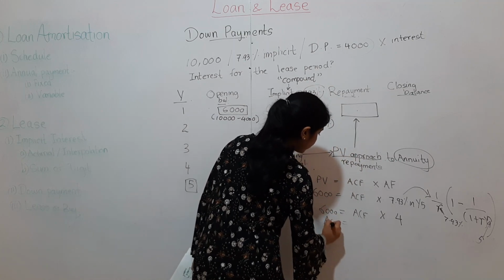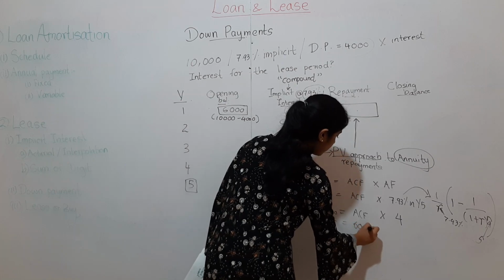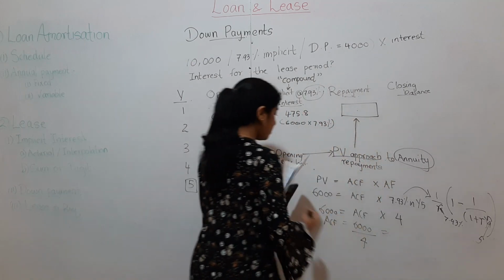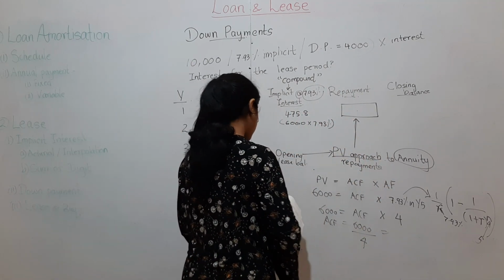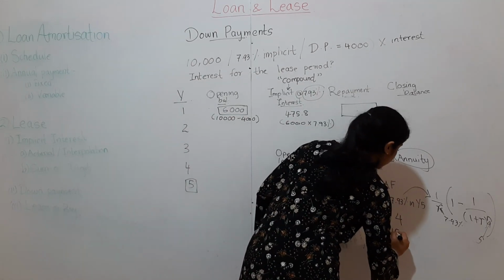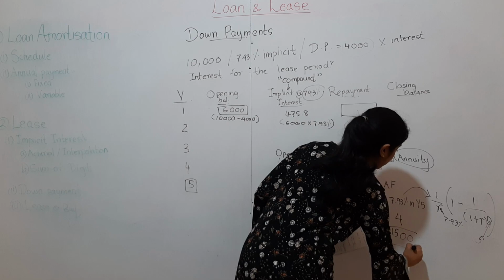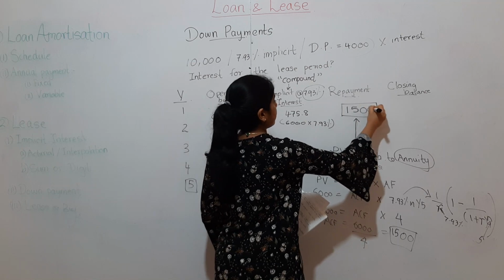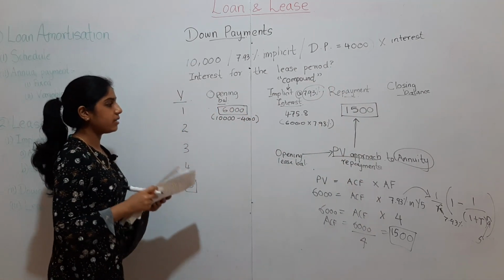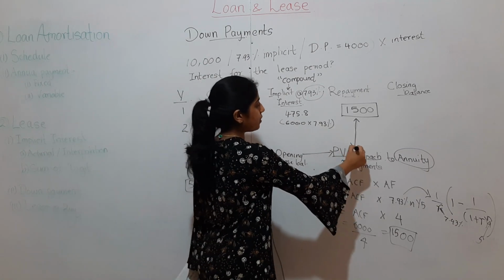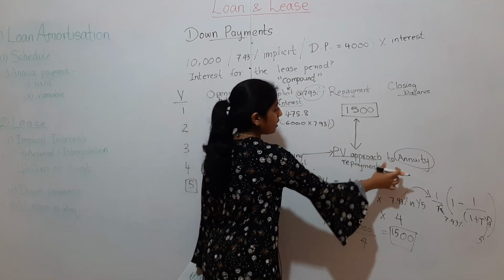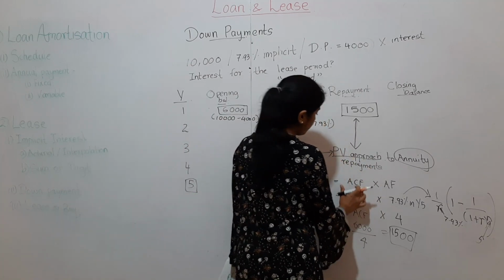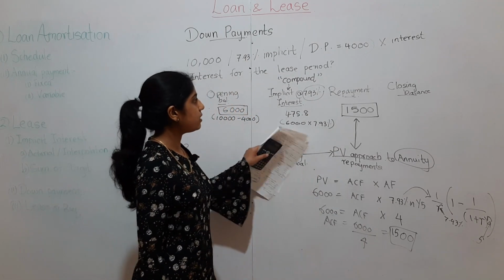So, therefore, annual cash flow will be equal to, actually this is annual cash flow, it's equal to 6,000 by 4, 1,500. This 1,500 only will be entered in our amortization schedule here. Make a very good note of it. We only follow the present value approach to annuity formula for the repayments and then find our annual cash flow to be put into the loan schedule.